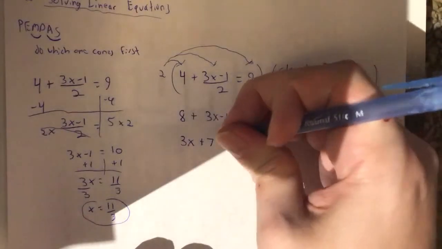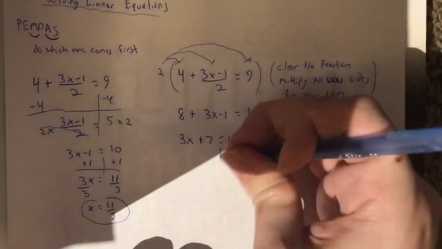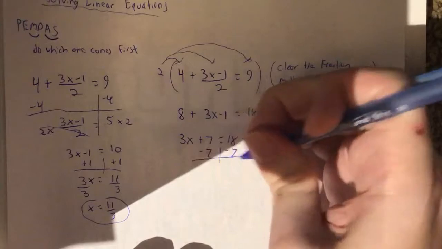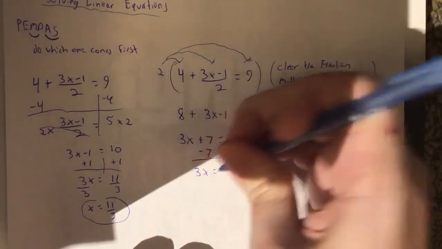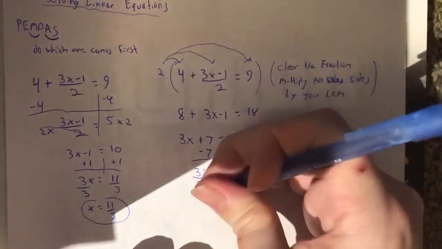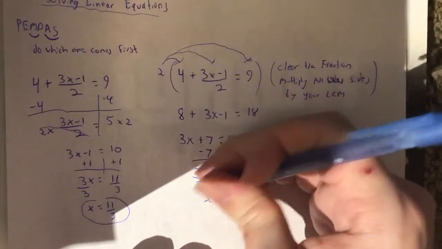So now I have 3x plus 7 equals 18. And now to solve, I minus 7 from each side. 3x equals 11. And then I divide by 3. And you'll get x equals 11 thirds.